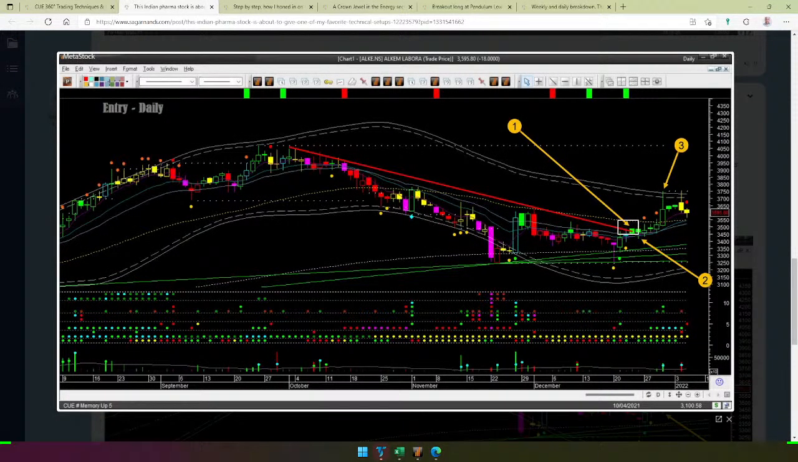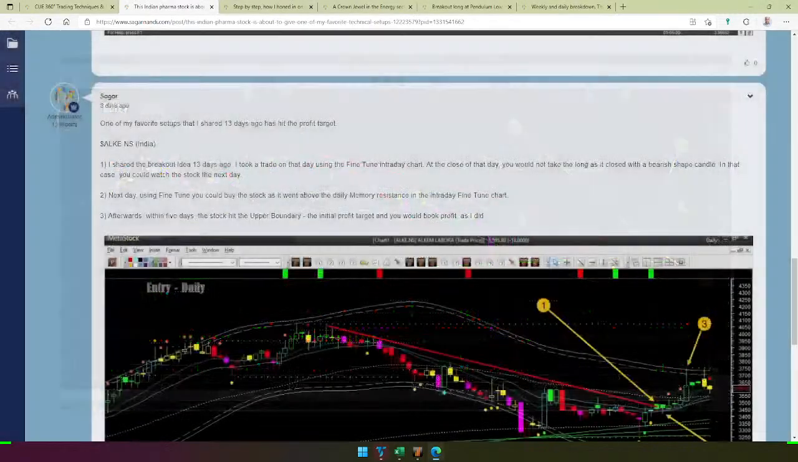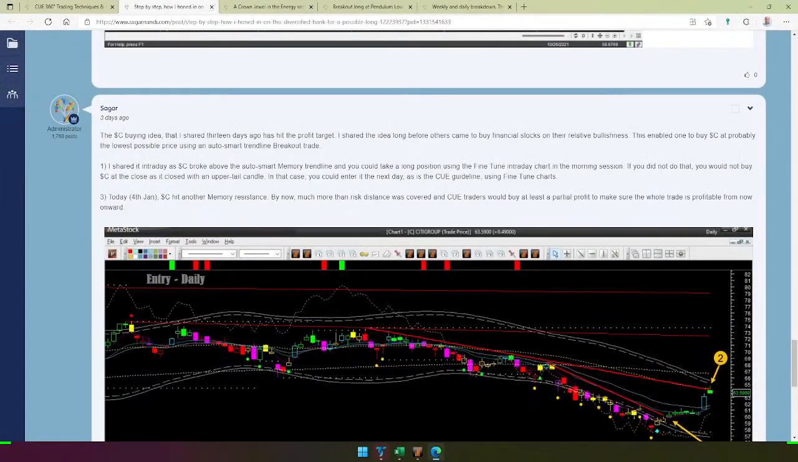I suggested the breakout trade at this point. Then my initial profit target would be the upper boundary, which was hit on this day, and I was out of the trade with the GTC order that I had placed with the broker. All our short-term trades, once the risk distance is covered by the reward, I book profit, at least partial profit. So ALKE also exited with profit.